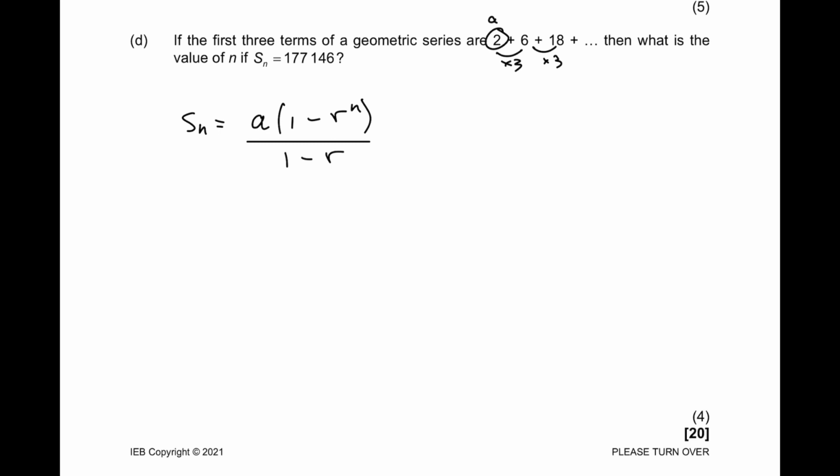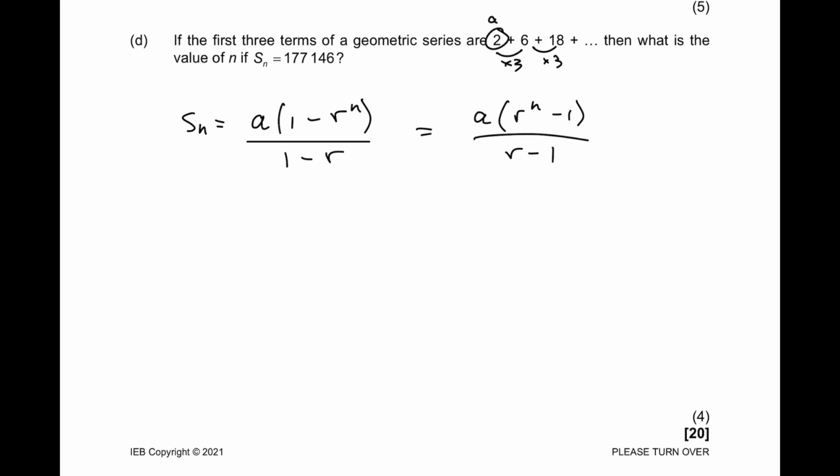And now, if you have learned an equation where you have this 1 and this r to the power of n switched around, and you have this 1 and this r switched around, that's perfectly fine. They'll both be correct. So what I'm saying is that this is also equal to a into r to the power of n minus 1 over r minus 1. And of course, you can see why these two are equal.